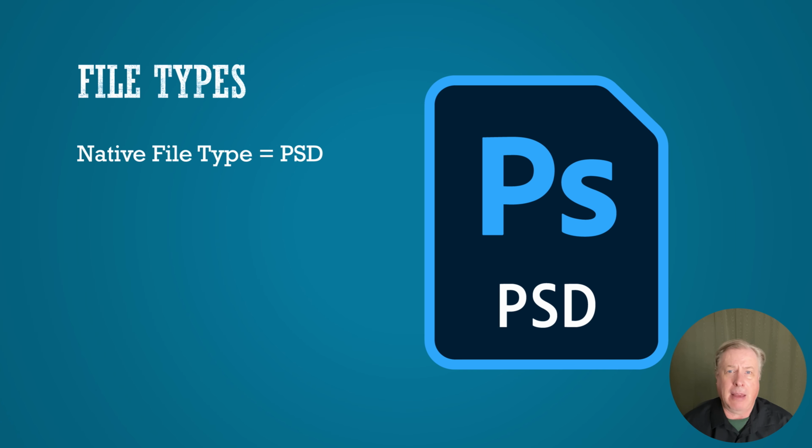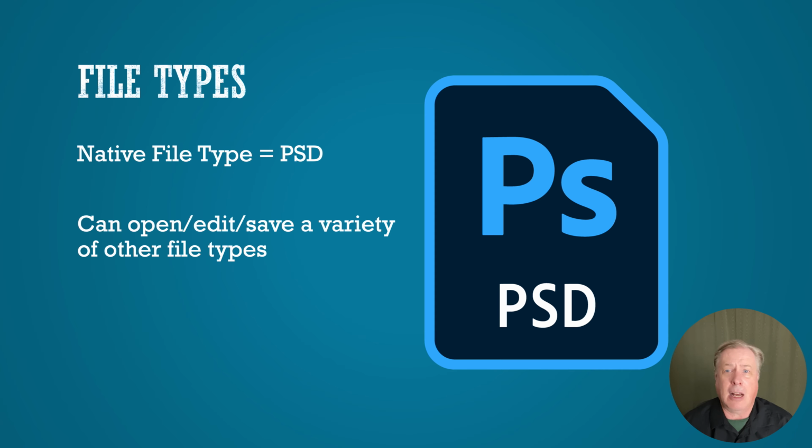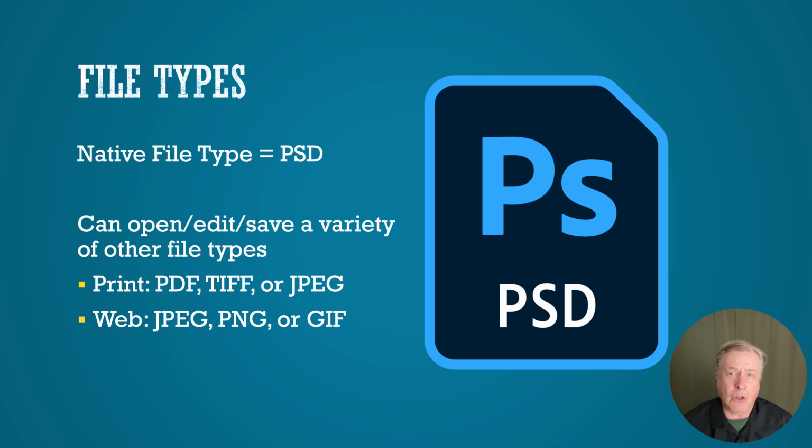So all these pixels and vectors need to be stored somewhere. PSD is the native file type for Photoshop, but it can open, edit, and save a variety of different file types. For print, common formats are PDF, TIFF, or JPEG. And for the web, JPEG, PNG, or GIF files. However, keep in mind that saving or exporting to non-native formats removes some Photoshop editing features. It's a good idea to retain the original PSD file so that you can easily make changes later.